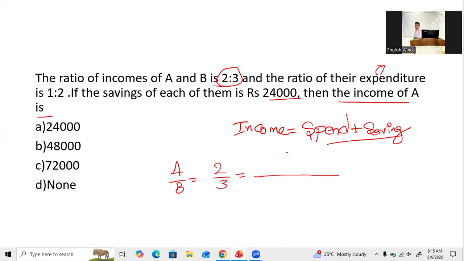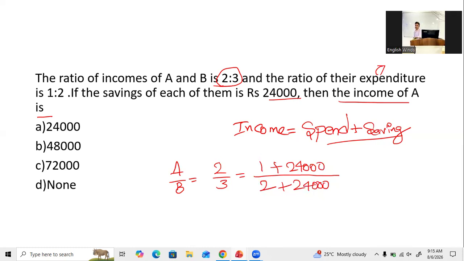Their expenditure is also given as 1:2, whereas they have each saved 24,000. Okay. A very important thing that you need to understand is that there are two methods. You can imagine this as x and this as 2x, that is one method, or else you can directly go with the shortcut. Why? Because we hardly get time, right?